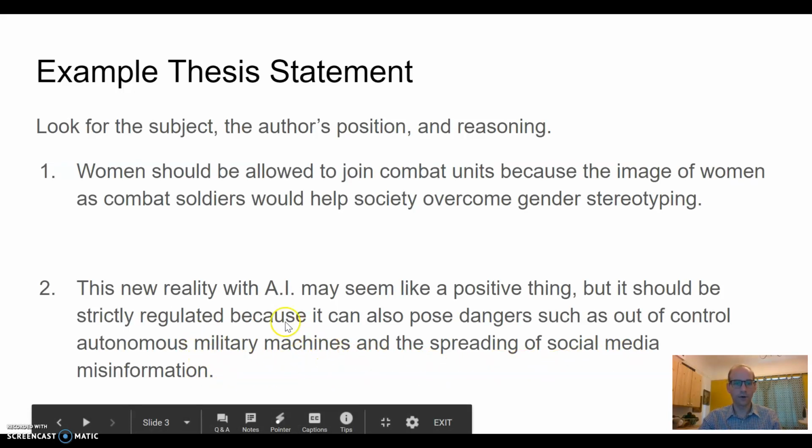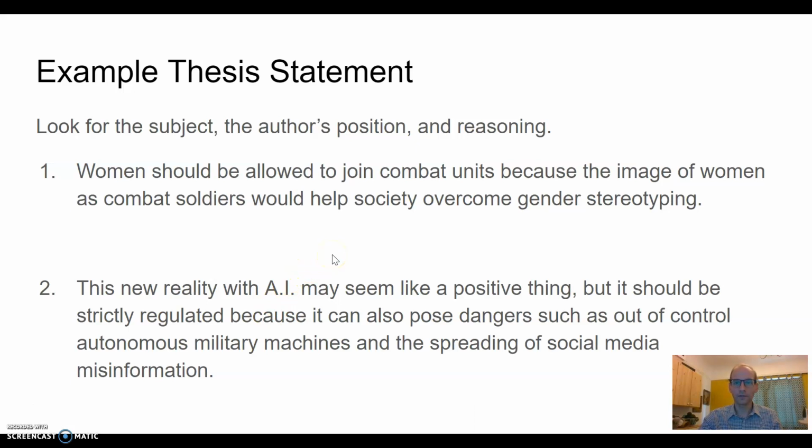So thinking about out-of-control drones and chatbots causing mayhem on the internet, right? These are the reasoning that our author has laid out for us. And that's really all we need for a thesis statement. Of course, a little easier said than done, but hopefully looking at these examples helps you when you're developing and revising your own thesis statements.